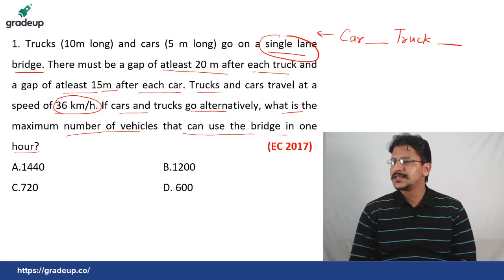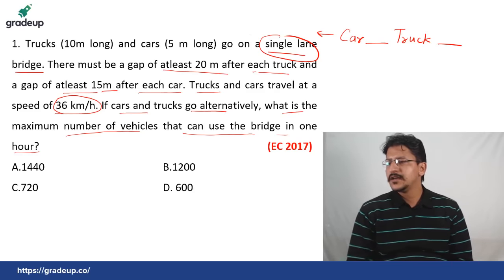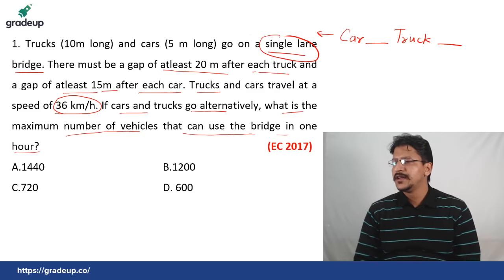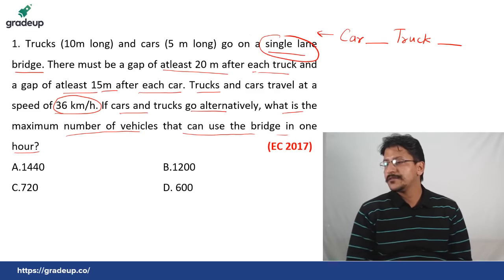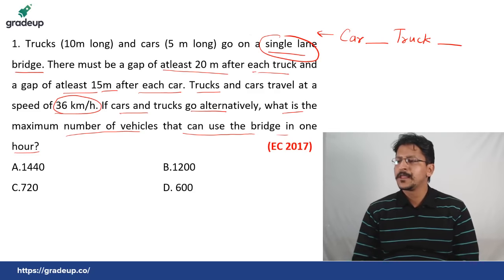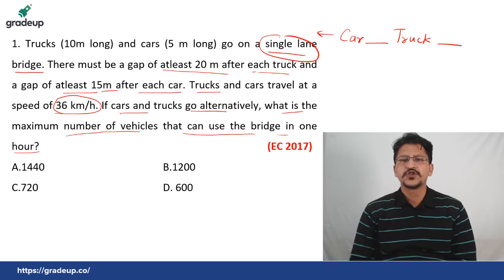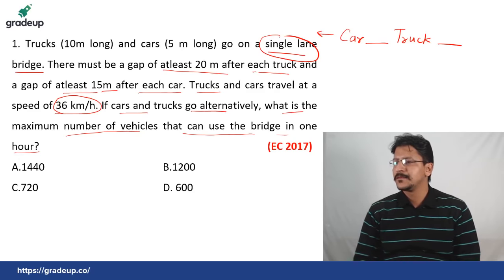Utkal has said 1440. Durlov, Jyoti have also given 1440. Vivek is saying 720. So let us see what is the answer to this problem. First of all, you should understand what is asked.